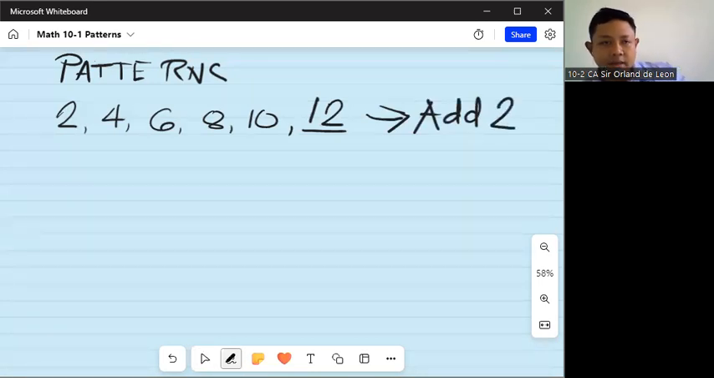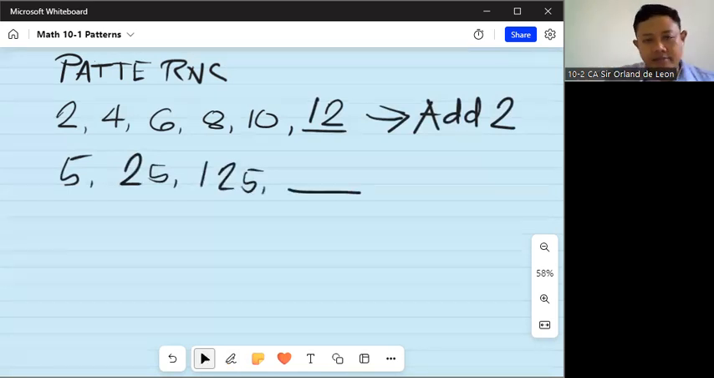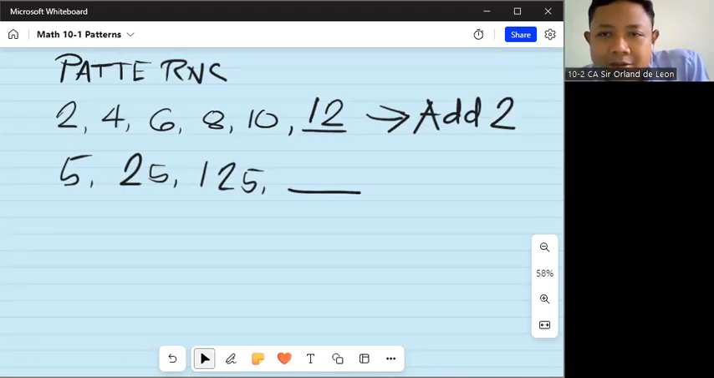Let's have another. For example, we have 5, 25, 125. What do you think is the next number? Type your answer in the chat box. 5, 25, 125. You can use your calculator if the number is so big. What do you think is the next number? Type it in the chat box, please.